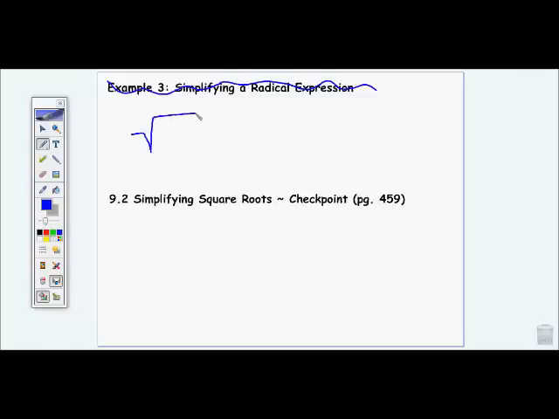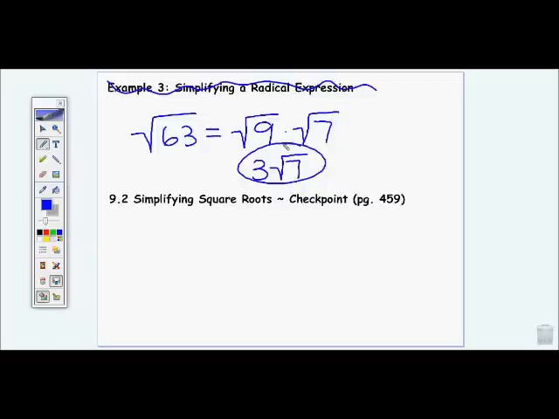So if we're going to do the square root of just a number, 63. First thing we're going to do is see if we can break that up into anything that would have any factors that would have a perfect square root. So I'm going to do, how about the square root of 9 times the square root of 7. My 9 can be simplified to 3, and the square root of 7 has to stay the same. So I have 3 times the square root of 7.